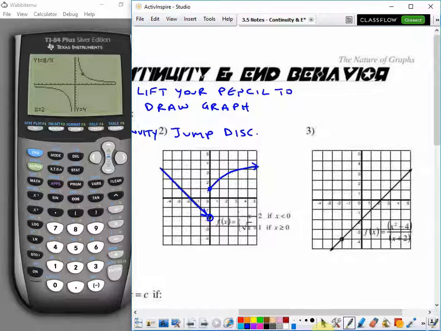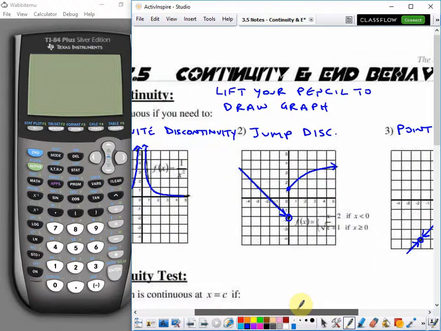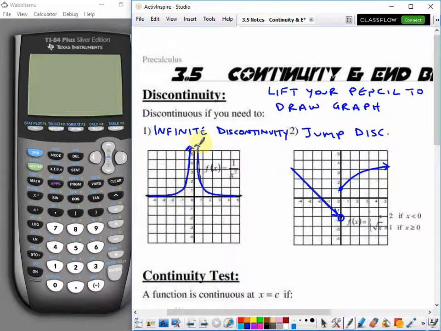The third type of discontinuity is called point discontinuity. This graph approaches x equals -2 from both sides, and it's just that one point that it skips, so it's discontinuous at x equals -2. So this one's discontinuous at x equals -2 because it never touches that one point. This one's discontinuous at x equals 0. Even though it does touch that point, there's a gap here. And this one is discontinuous at x equals 0 because it never touches x equals 0.